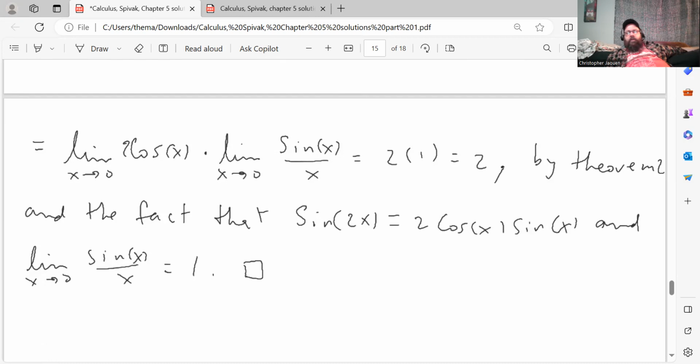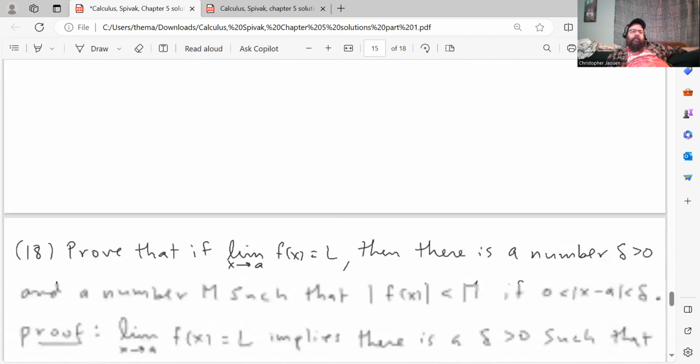And here I'm just telling you what I'm using: theorem 2, the fact that this trig identity is true, and the fact that the limit as x goes to 0 of sine x over x is 1.